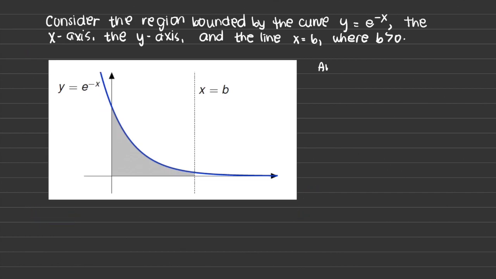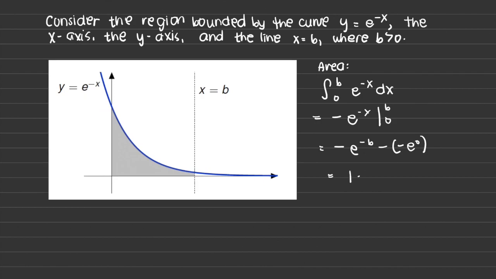So when we compute for the area of that region, we have the integral from 0 to b ng e to the negative x dx. And then that is just equal to negative e to the negative x evaluated from 0 to b. And then we have minus e to the minus b minus e to the 0. So that's just 1 minus e to the negative b. So ngayon, papalakihin natin yung value ni b without bound.